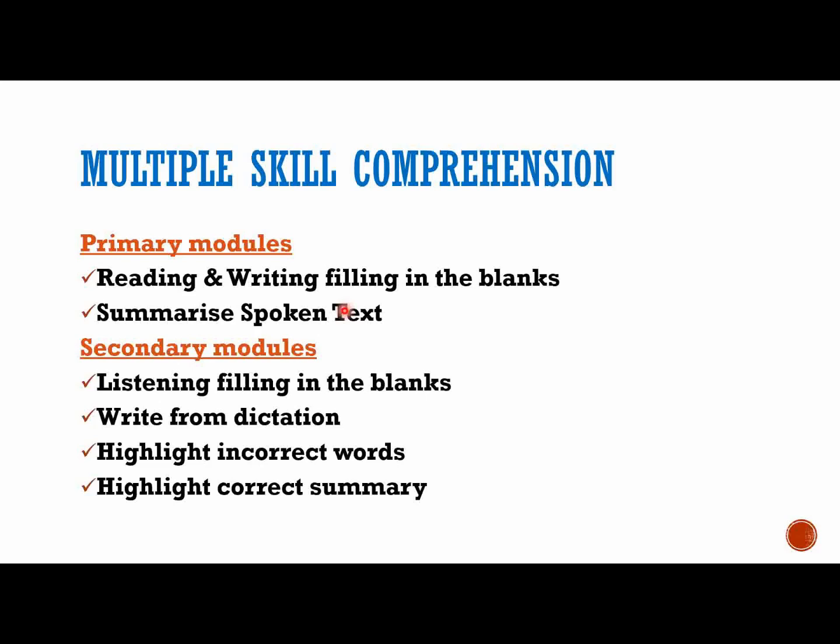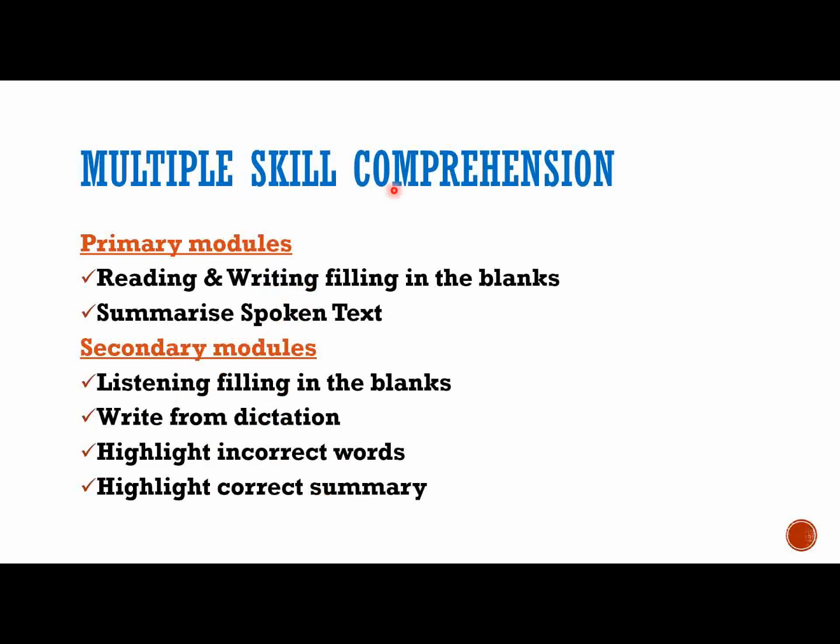So next is the multiple skill comprehension. Multiple skill comprehension is again divided into primary modules and secondary modules. In the primary modules there are reading and writing fill in the blanks, and summarize spoken text. These are the primary modules and they are important modules also. Secondary modules are also important. In secondary modules there are listening fill in the blanks, then write from dictation, then highlight incorrect words, then highlight correct summary. So these are the most important parts.